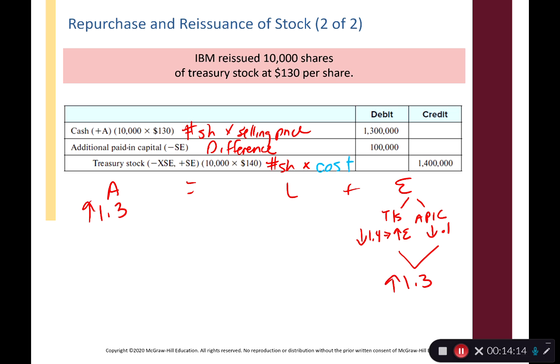Treasury stock's a little tricky. Remember, it's a contra equity account. So as the contra account goes up, equity goes down. And in this case, when we're reissuing the shares, the contra account's going down, which makes equity go back up. The key here to remember, once again, is that when we reissue shares of treasury stock, you got to take it off the books for what you put it on at.